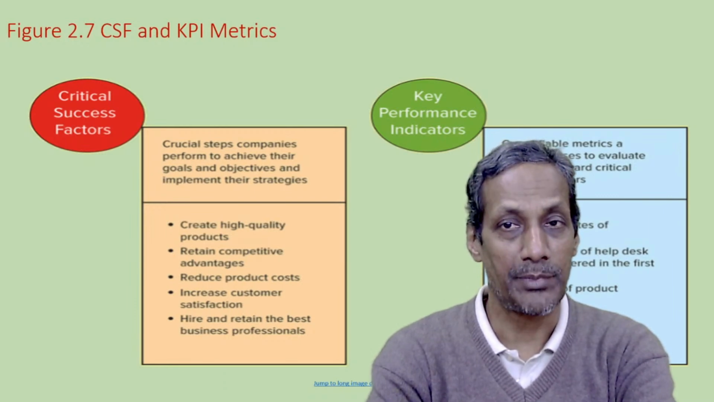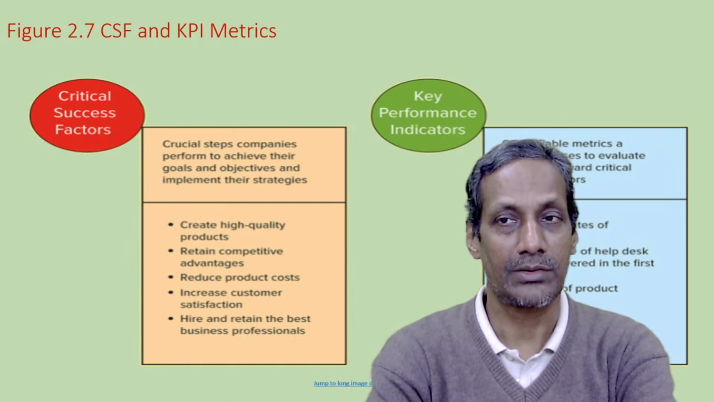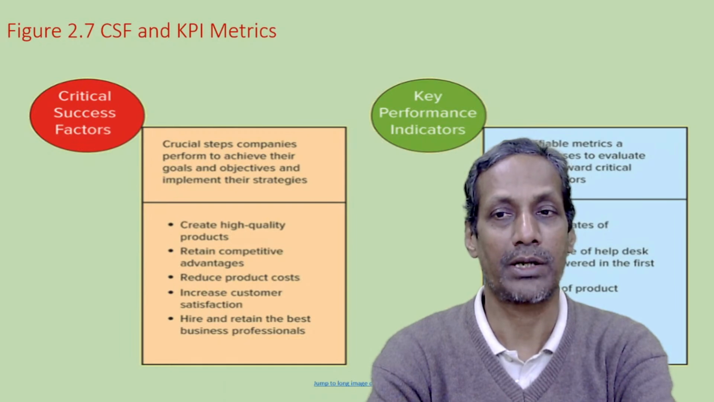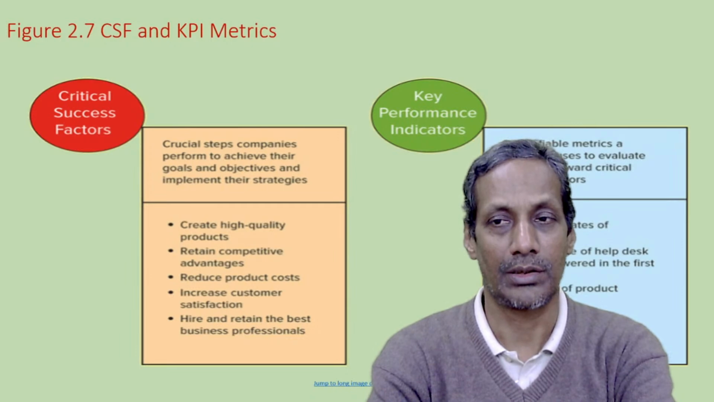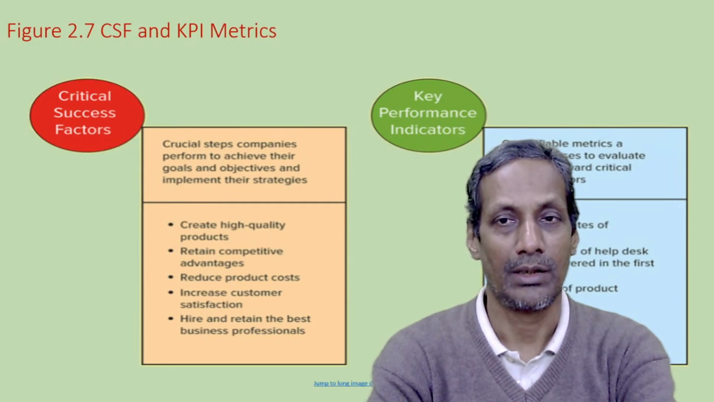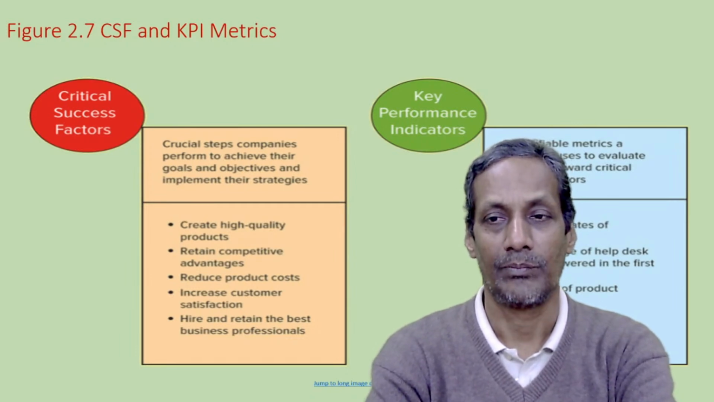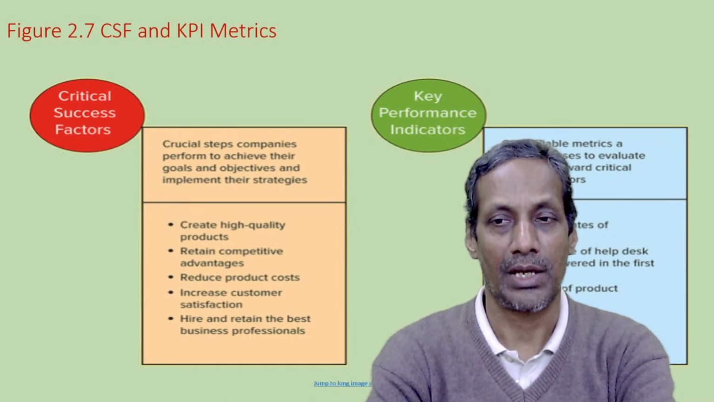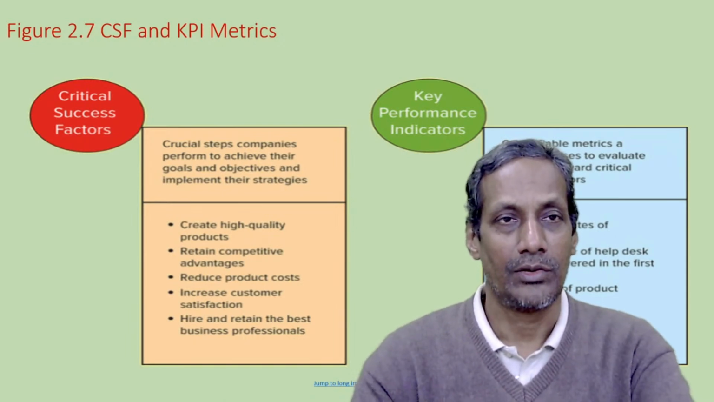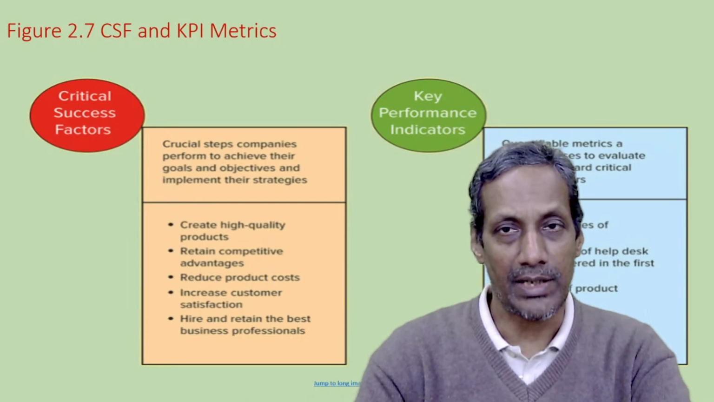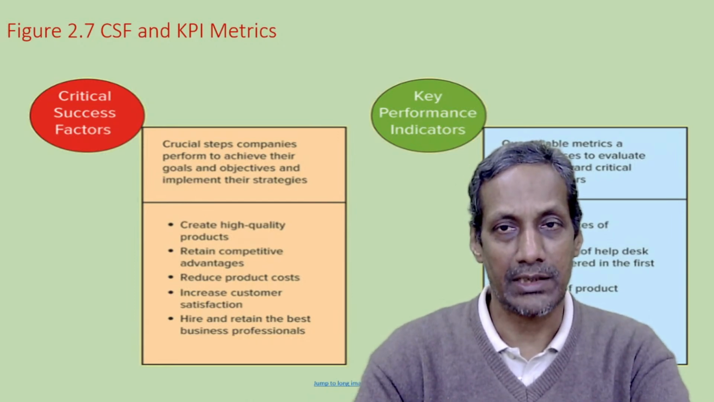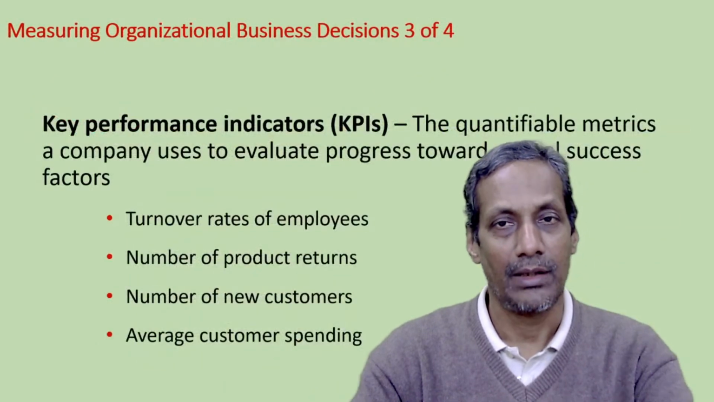But the key performance indicators help managers to take a look into the turnover rates of employees, percentage of help desk calls that can be answered in the first minute, number of product returns, number of new customers, average customer spending. So critical success factors and key performance indicators are kept in mind while a decision-making process is on.